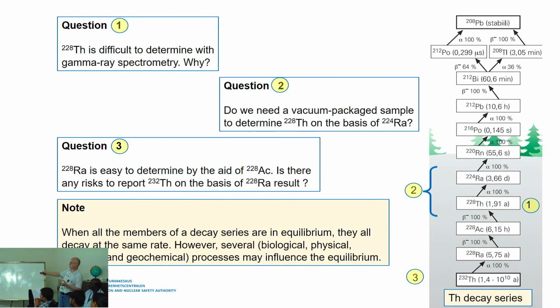Now, in this case, there is no gaseous nuclide between these two. So we can analyze radium-224 as such because nothing is escaping from the beaker because they are both metals. Vacuum packaging not required. It's not needed to do vacuum packaging in this case.